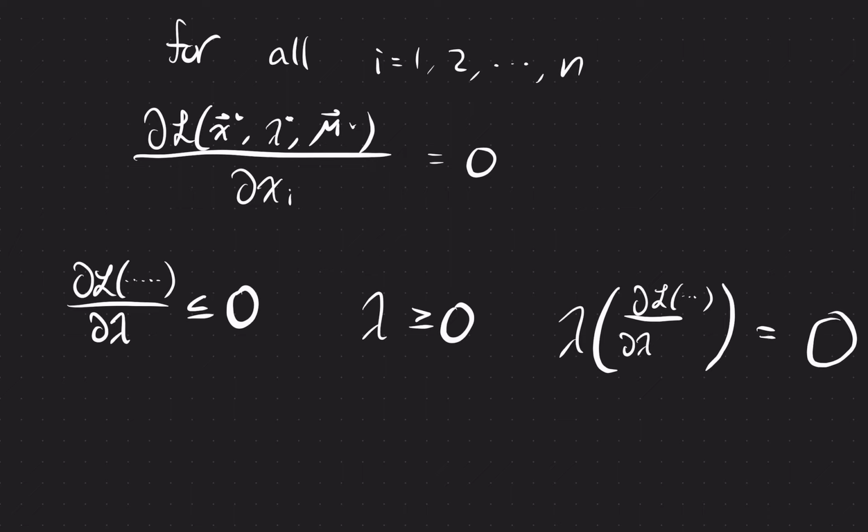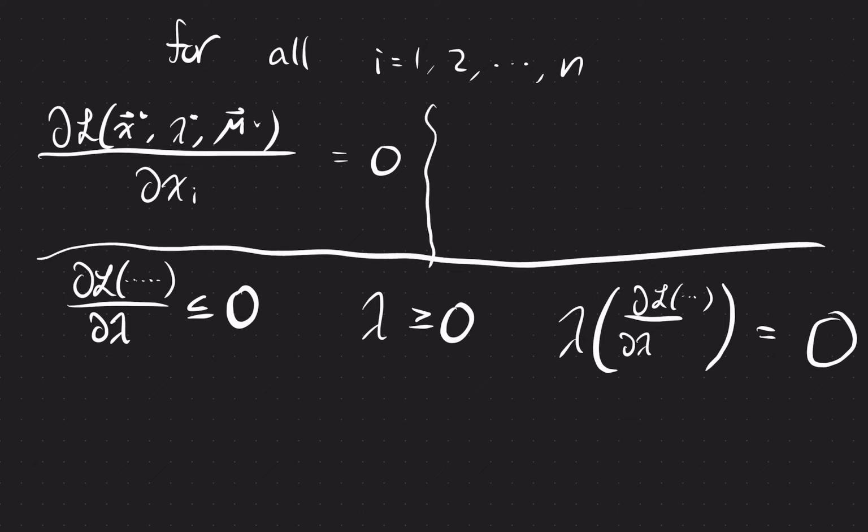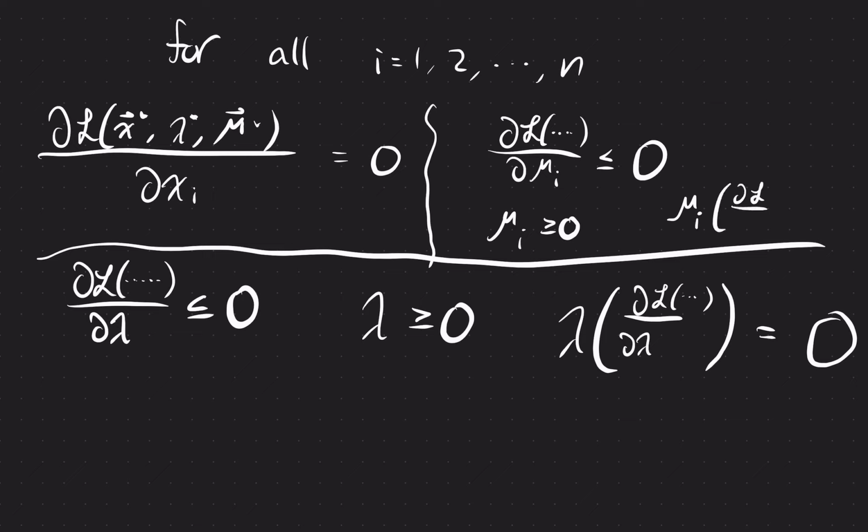is equal to 0. I'm going to do the same idea with mu, except this time it's going to be for all i between 1 and n as well, because there are going to be n mu's. So we can do that up here. We say partial L at the optimum over partial mu i less than or equal to 0, mu i greater than or equal to 0, and mu i times the partial L over partial mu i is going to be equal to 0.